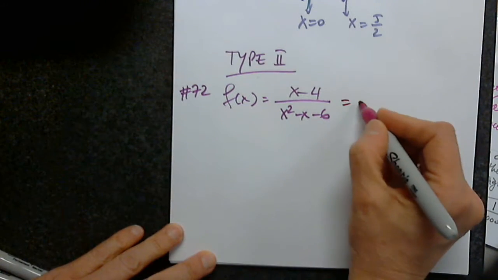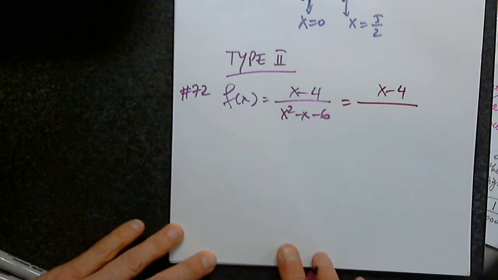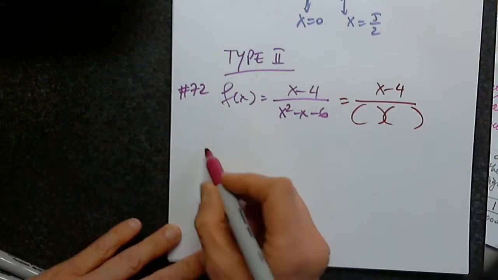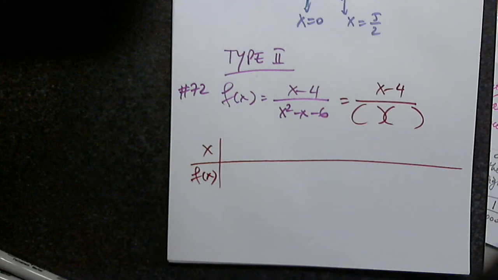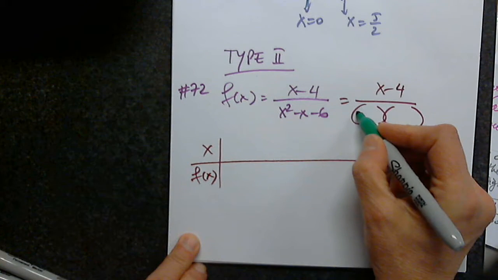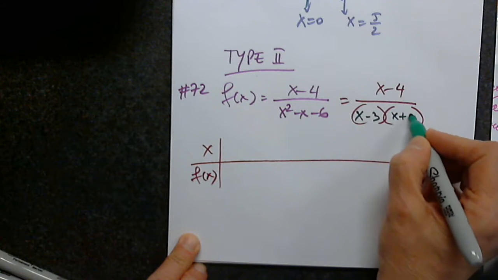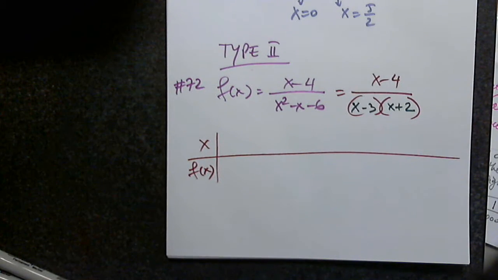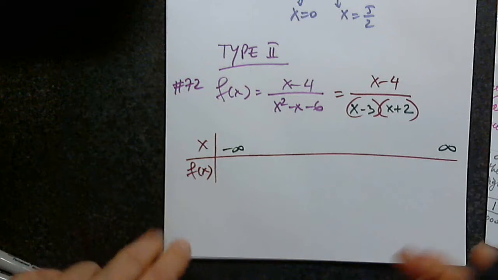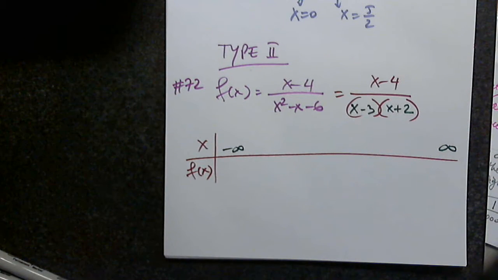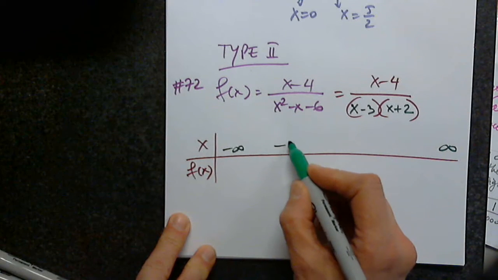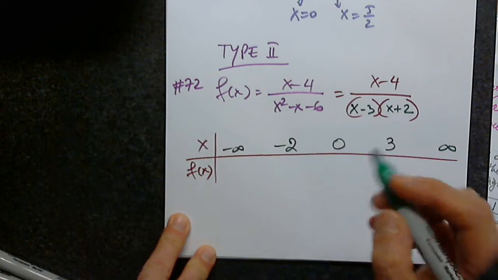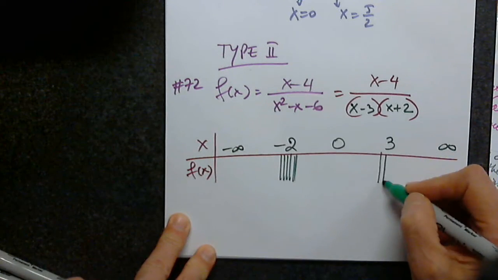So I start by doing what immediately? Very good. x minus 3, x plus 2. Good. So now you have the domain. What is the domain? Anything but -2 and 3. Undefined underneath.